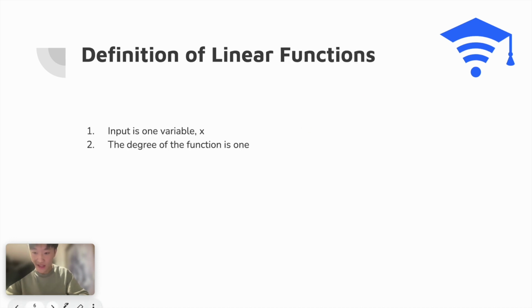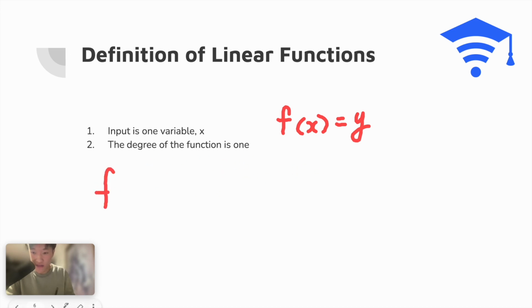Now, let's properly define a linear function. The input of this linear function is going to be one variable, and almost in every case in the SAT, it's going to be x. So you can write this as function f of x, and then because we usually put it on a graph, we equate that to y. f of x equals y. And additionally, the degree of that function is 1.